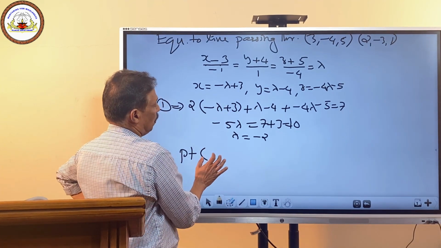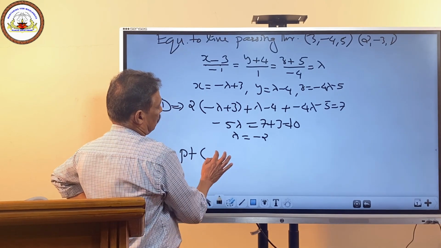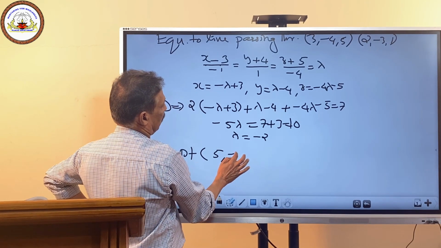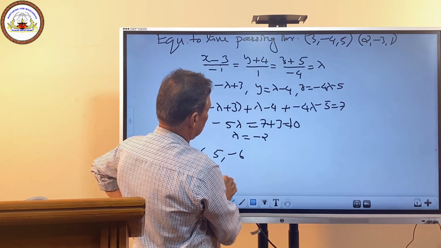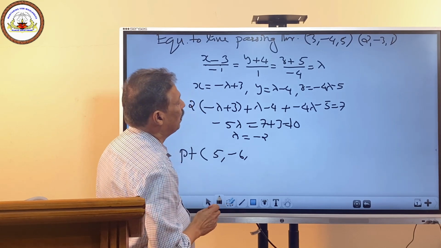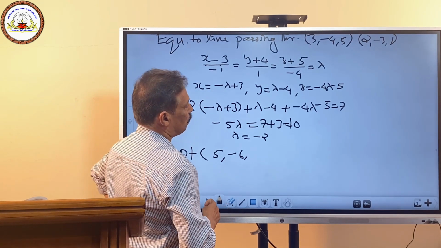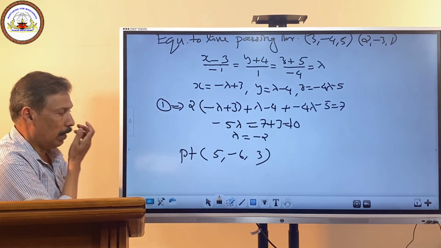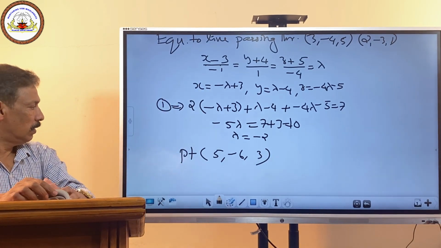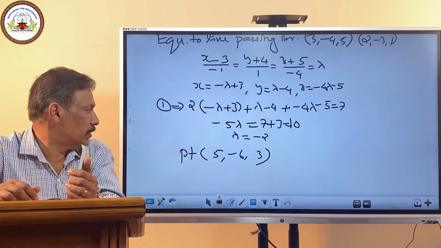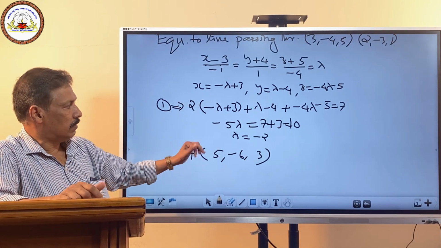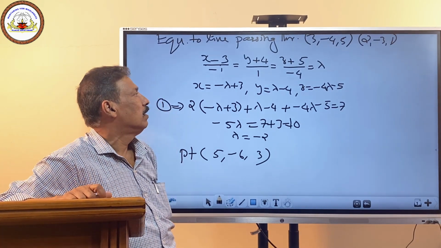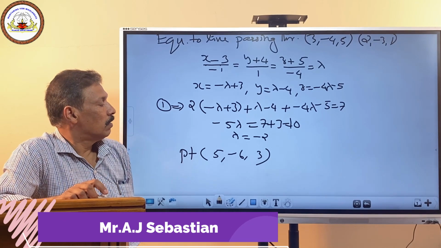So the point is: x is minus 2 plus 3, that is equal to 1. Y is equal to 2 minus 4, that is minus 2. And z is equal to 6 into 2, that is 12, minus 5, that is equal to 7. So the point is 1, minus 2, 7. You can check your answer, whether this answer is true or false. If it is false, we can correct it. This is the method. Now we conclude our class. Okay, thank you.